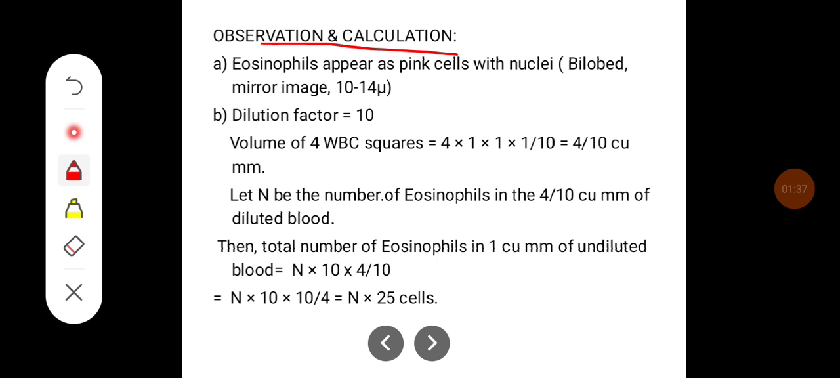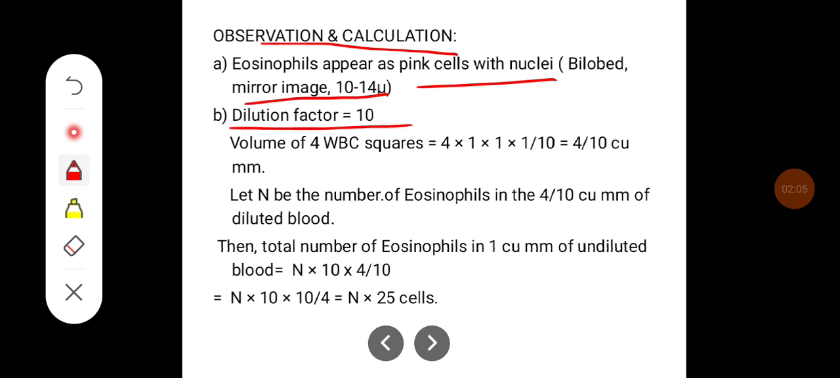Observation and calculation. So eosinophils appear as pink cells with nuclei which are bilobed, mirror image, of size 10 to 14 microns, though you cannot appreciate the size here. The dilution factor is here 10, because you are taking one part of blood which is going to be mixed in 10 parts of the diluting fluid.